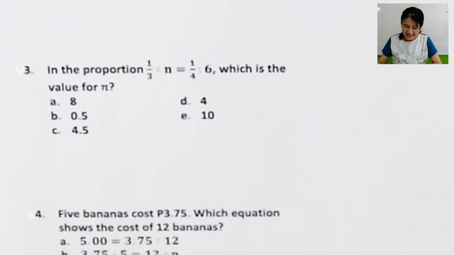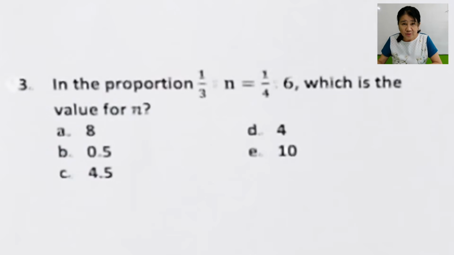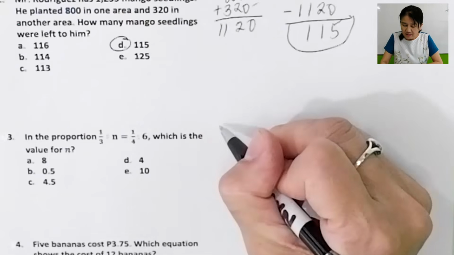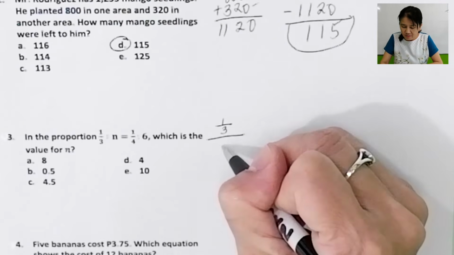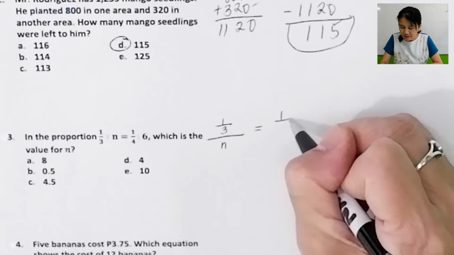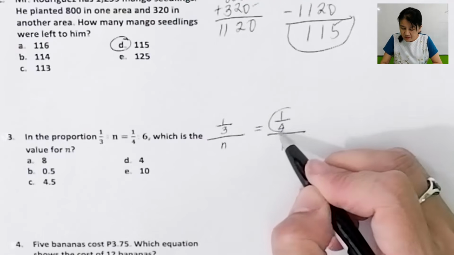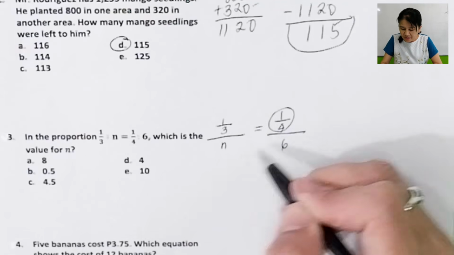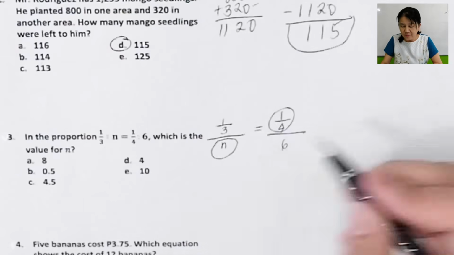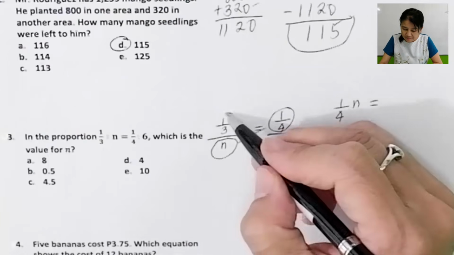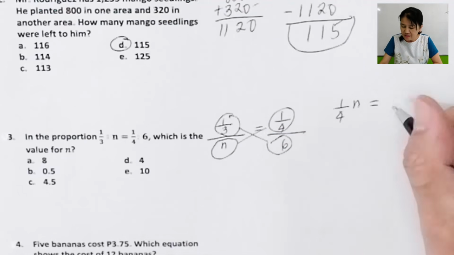Problem number 3. In the proportion 1/3 is to n equals 1/4 is to 6, what is the value of n? Now, here, it would be better if you write them as a fraction. So 1/3 over n equals 1/4 over 6. Then you cross multiply. Multiply the numerator of the second fraction and the denominator of the first fraction. You get 1/4 n equals 1/3 times 6.